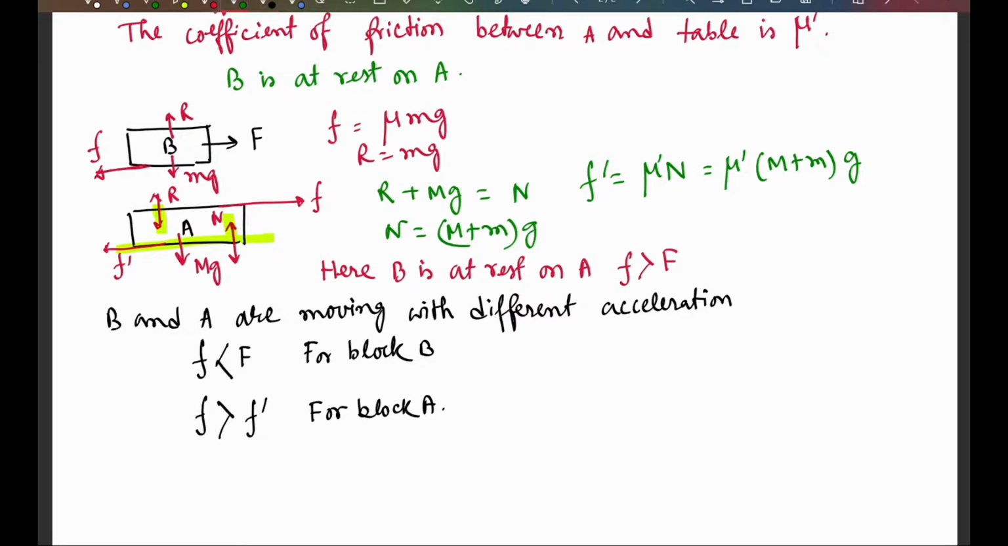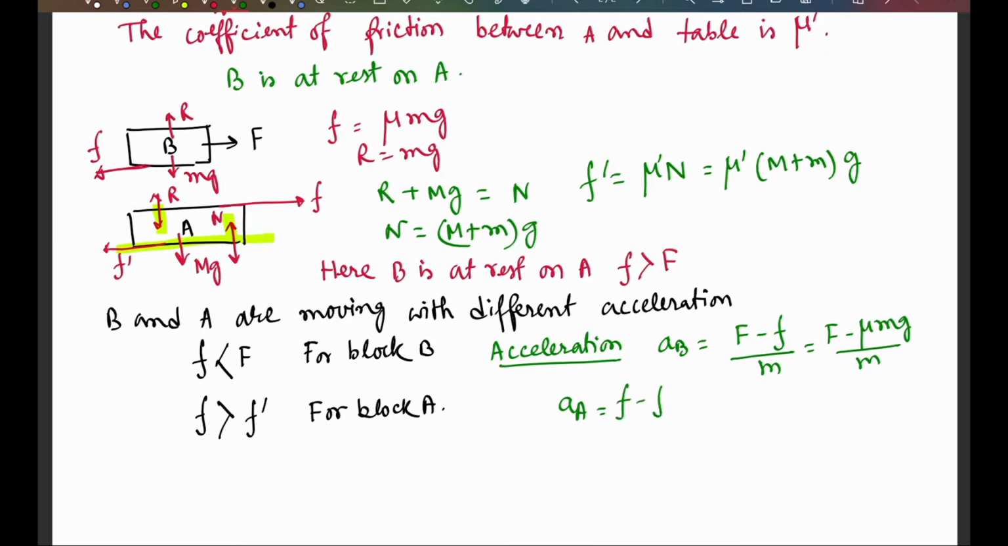If we consider the accelerations here, the acceleration of B is (F minus f), the net force, divided by the mass of block B, that is (F minus mu mg) by m. Similarly, the acceleration of A is (f minus f prime) by capital M, so (mu mg minus mu prime (M plus m) g) by capital M. From the diagram we can say that these accelerations are in the same direction, that is towards the right.